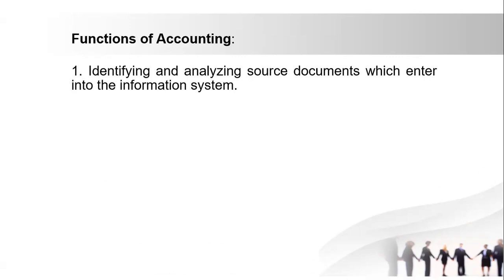So, we have the following functions of accounting. Actually, going back lang din to sa definition of accounting. Okay, so we have first, the identifying and analyzing. Halos magkapatid yan. Identifying and analyzing source documents which enter into information system. So these are activities that are relevant to the business operations. So the business activities are normally transactions and events in a source document that transpired in its day-to-day activities. These transactions are called inputs, which are processed into the information system and generated as financial and management reports.